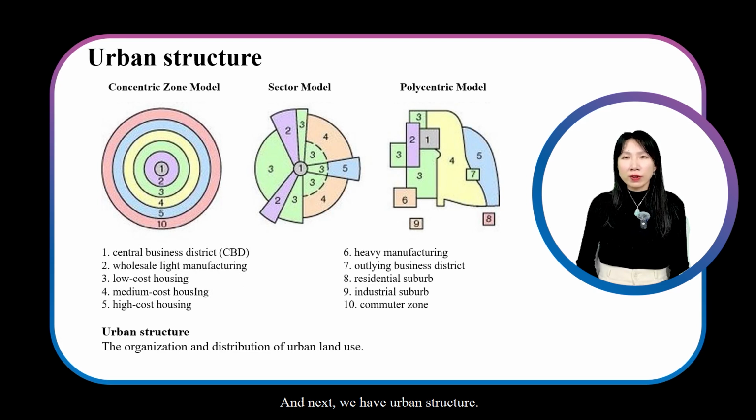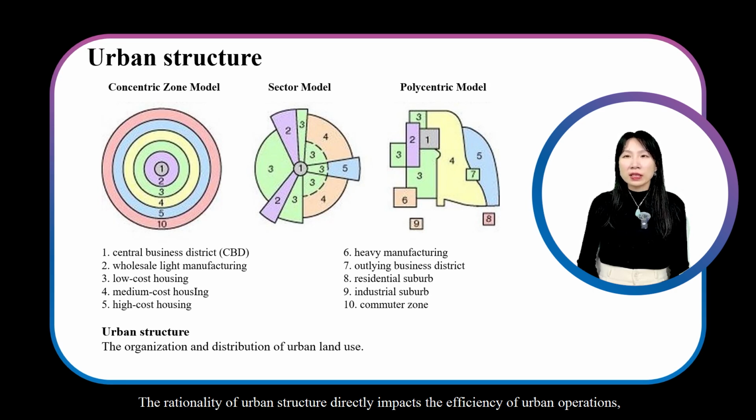And next, we have urban structure. Urban structure refers to the organization and distribution of urban land use. It determines the layout of different functional areas in a city, such as residential, commercial, and industrial zones. The rationality of urban structure directly impacts the efficiency of urban operations and the quality of life for residents.